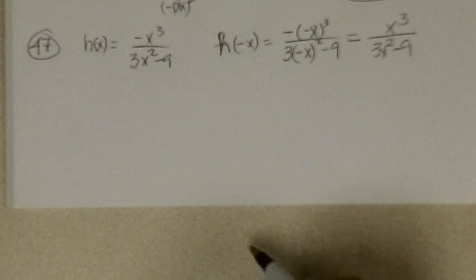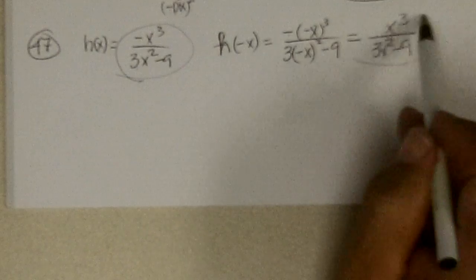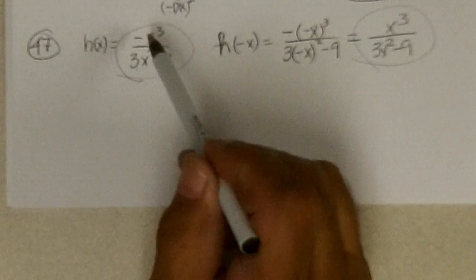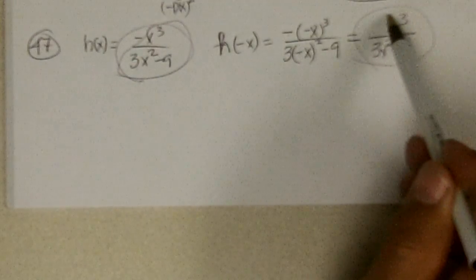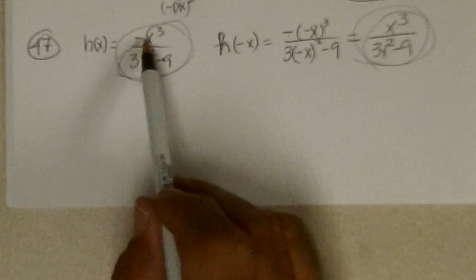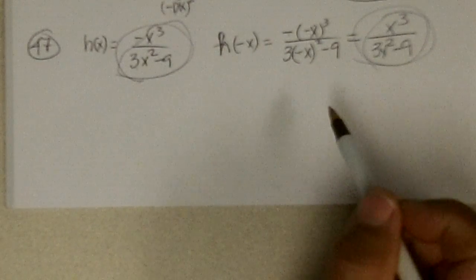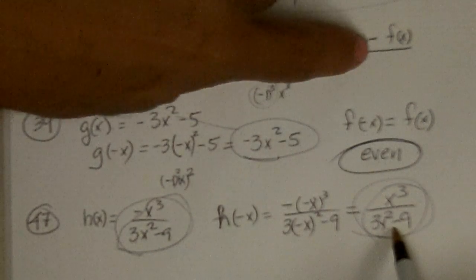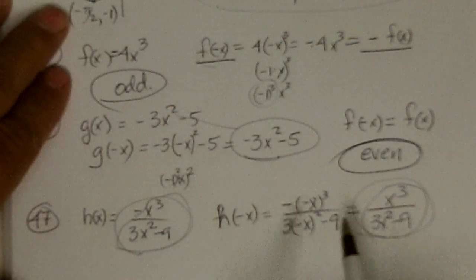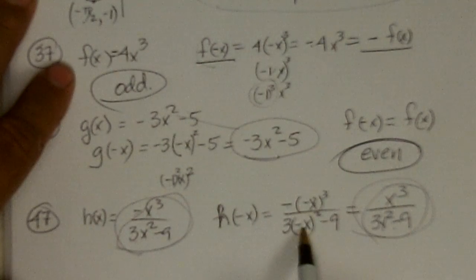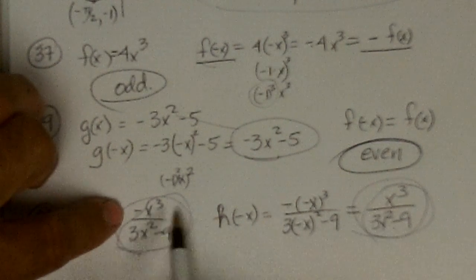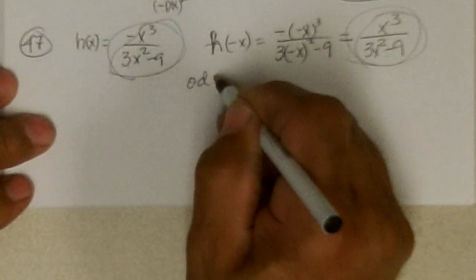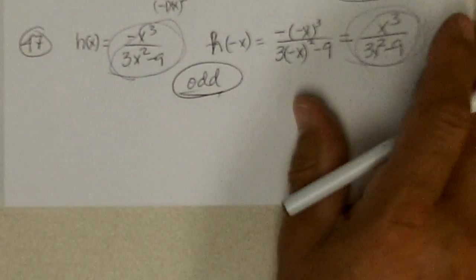minus 9. And if we look at this and we look at this, there's a sign change. This part is exactly the same as this. Then putting in the negative changed the sign of the total function, and so that matches the definition of an odd function. If you put in a negative, you get the negative, the opposite of what the original was, and that's what we got. So this is an odd function. All right, stop that video.